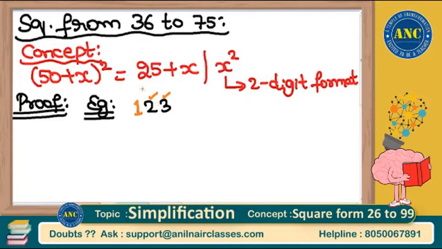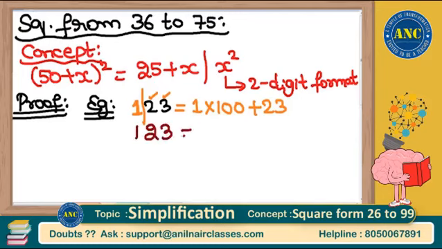If I put a slash in between hundreds place and tens place, then this can be written as 1 into 100 plus 23, which is nothing but 123 itself, right? Same 123, if I put a slash between tens place and units place, then this entire number will be multiplied by which number? 10. 12 into 10 plus 3 is also 123.